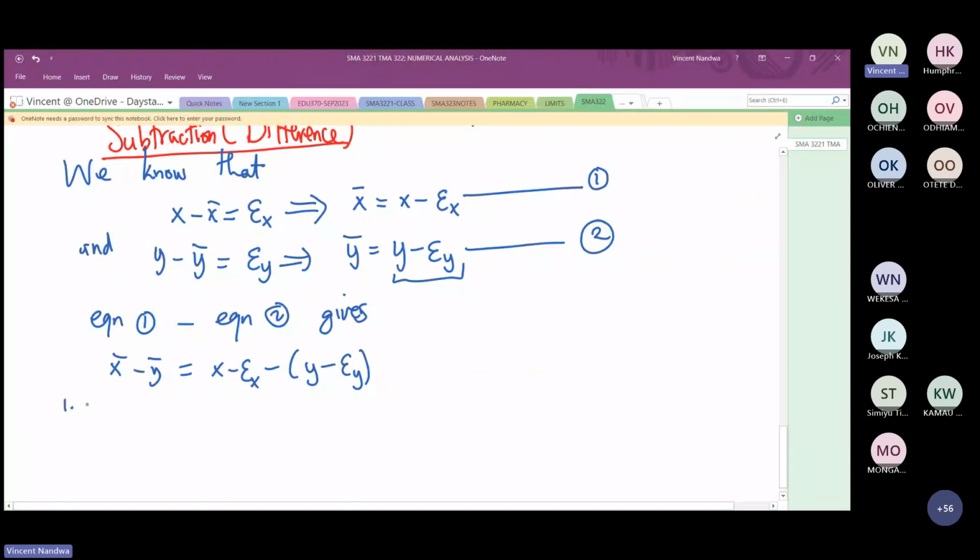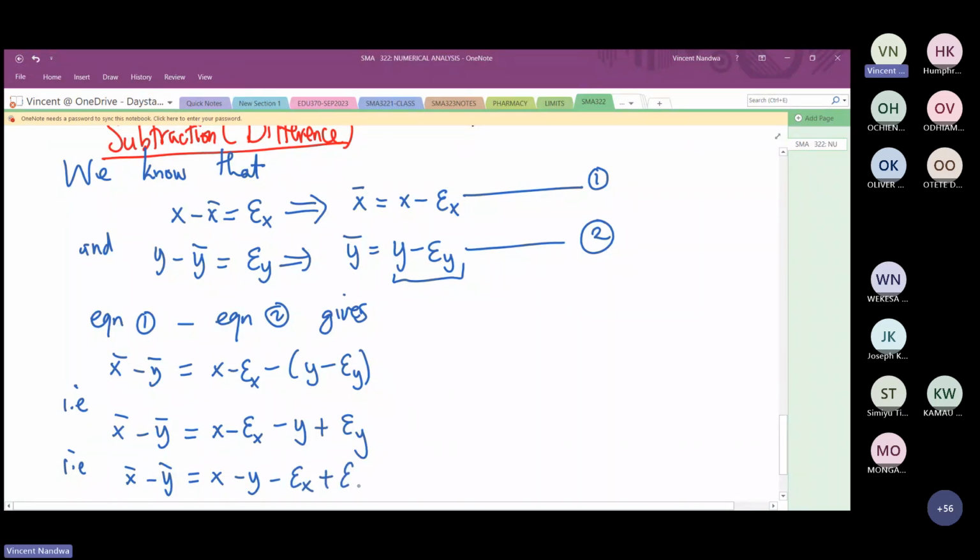So this will give us bar x minus bar y is x minus error in x. Now I can open these brackets as minus y plus error in y. So when I write plus error in y now, it should make sense from the opening of brackets. Minus minus is plus. Then similarly, we put x's together and y and error terms together. So I say x minus y minus error in x plus error in y. So I'm just regrouping the terms on the right-hand side.